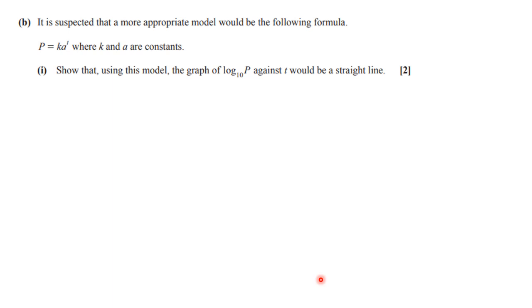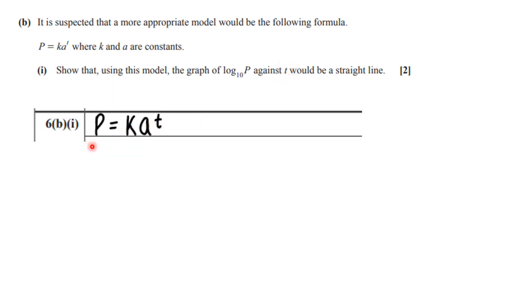Part B then says it's suspected that a more appropriate model would be the following formula. P equals k a to the t, where k and a are constants. Show that using this model, the graph of log base 10 of p against t would be a straight line. So this means I've got to change p equals k a to the t into a form of y equals mx plus c, where log base 10 of p is my y and x would be my t.